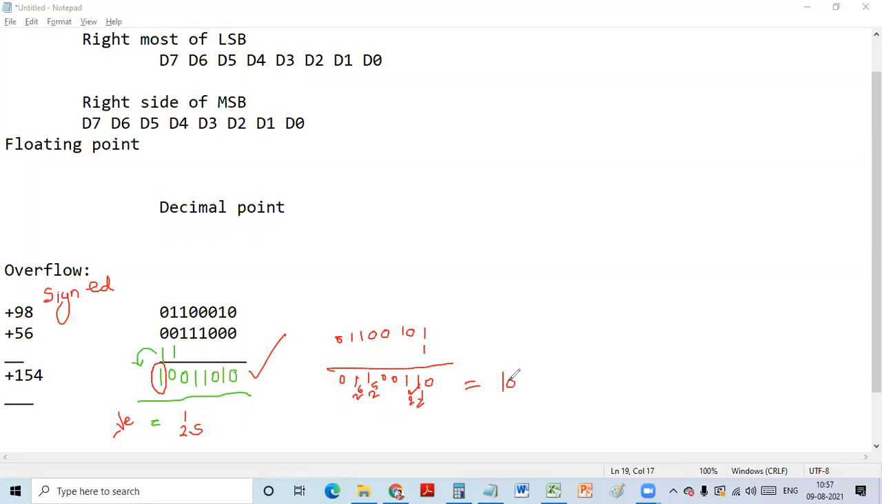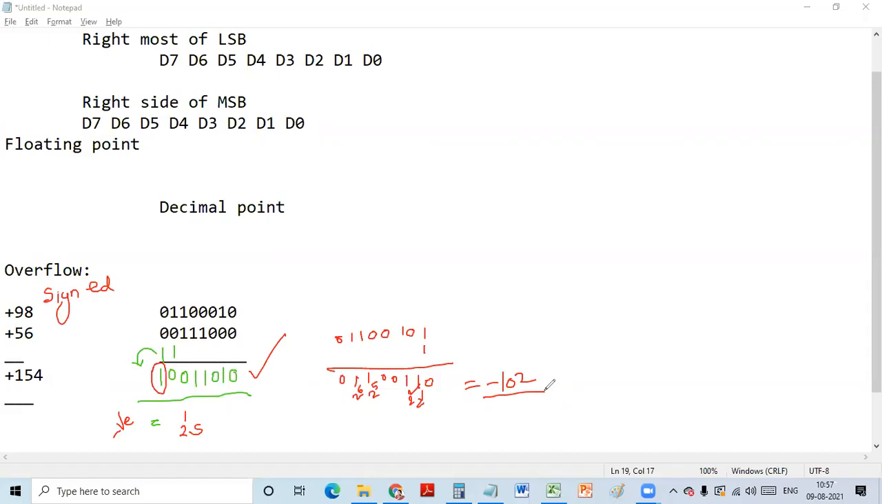102. Okay. And we did this 2's complement method, right? And since this most significant bit is 1, we got a result of minus 102. Is it correct? It's not correct, right, ma'am? Okay, because we are adding two positive numbers and we are expecting our result should be positive only.